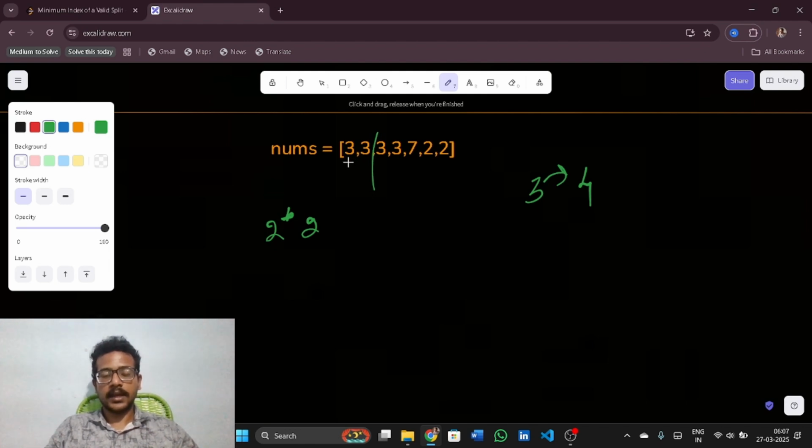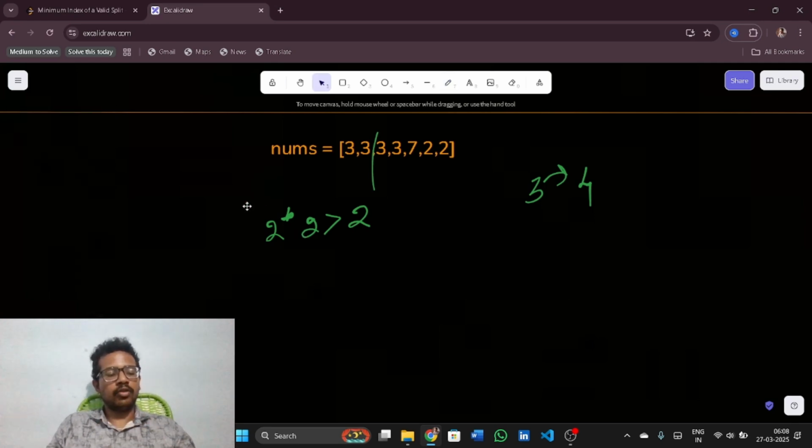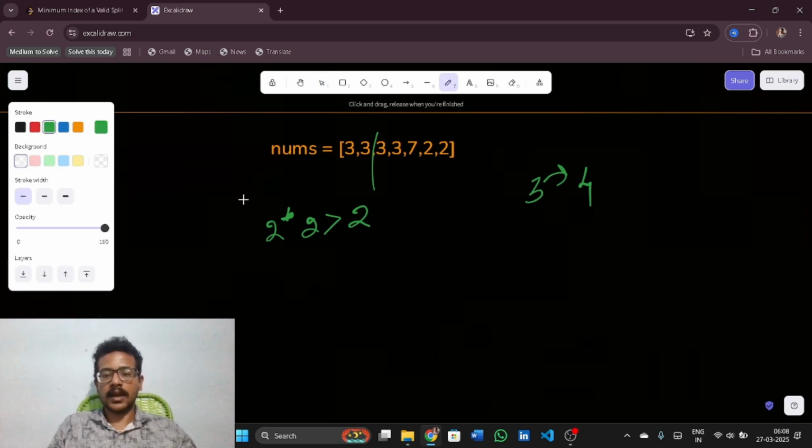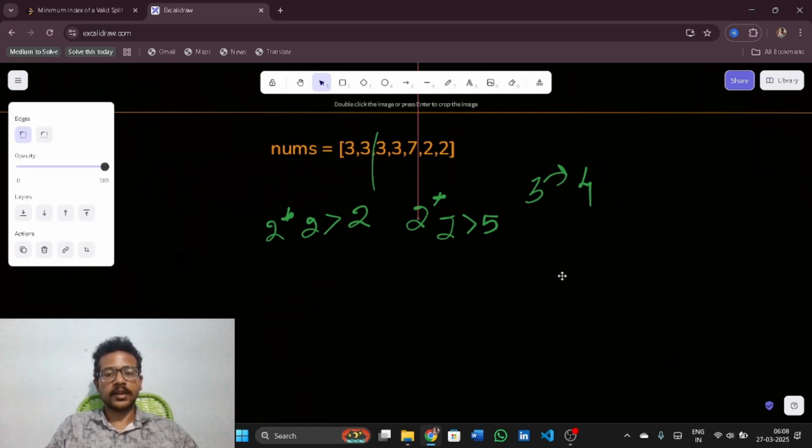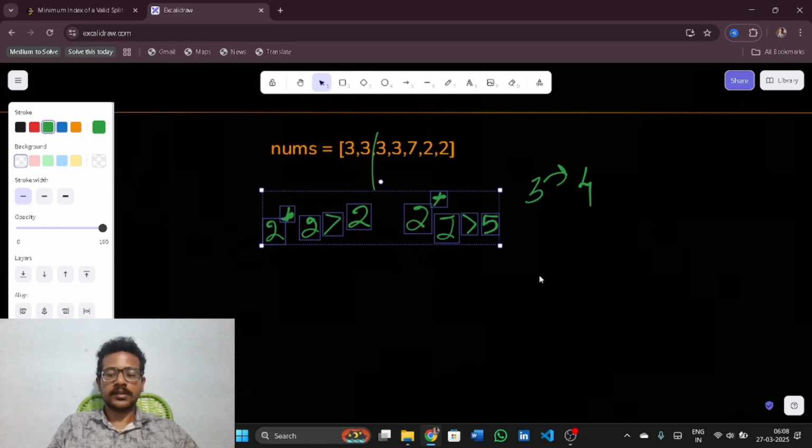So I am calculating the frequency. 2 into 2 should be greater than 2, right? Now at this moment it is greater than 2. So here I need to move to the right subarray. 2 into 2 should be greater than 5. Is it so? No, 4 is not greater than 5. So let me skip this index.